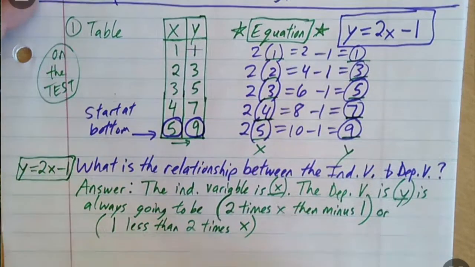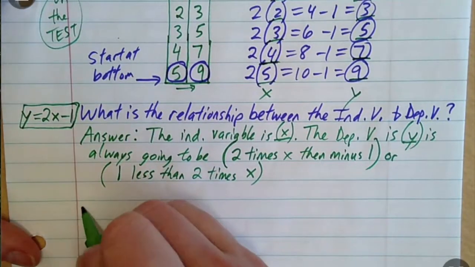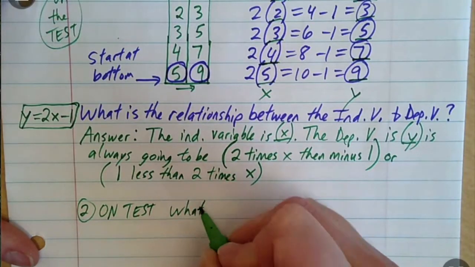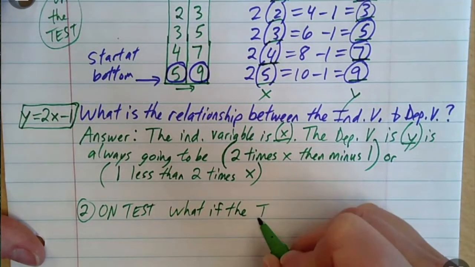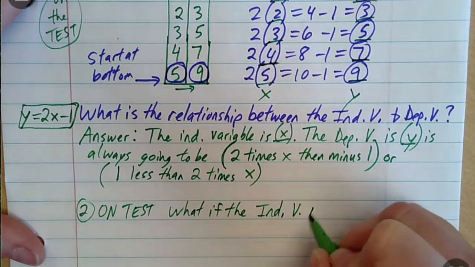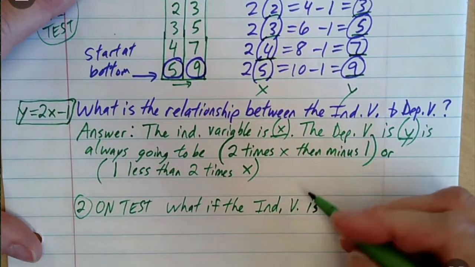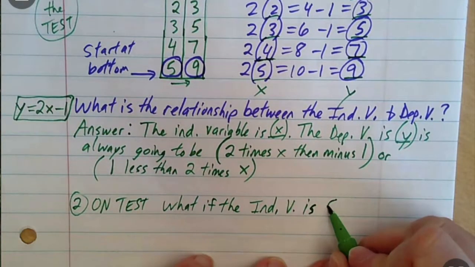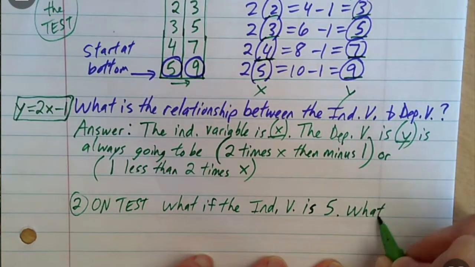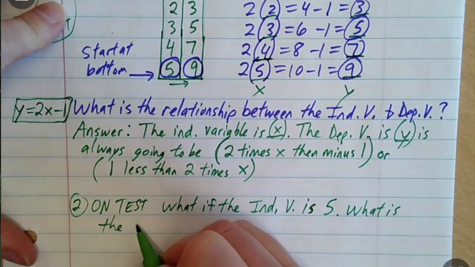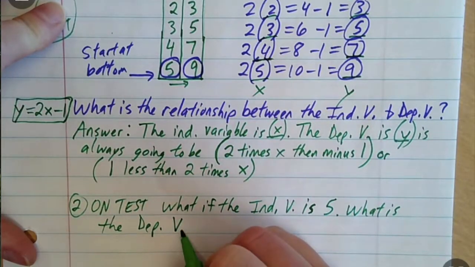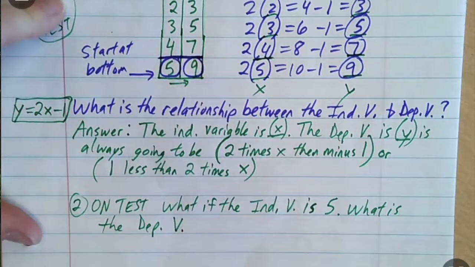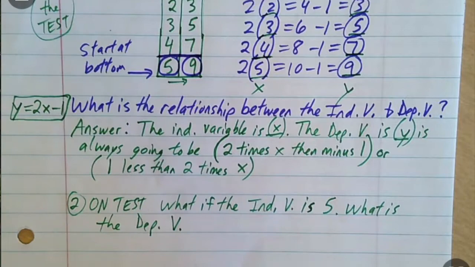So the next question that I might ask you on your test, what if the independent variable is, and I'm going to go up a step, well, I kind of gave it to you already. I said, what if it is 5? What is the dependent variable? And so what I would have had to have done is I was supposed to stop the table and then add a line on here. What is the dependent variable?